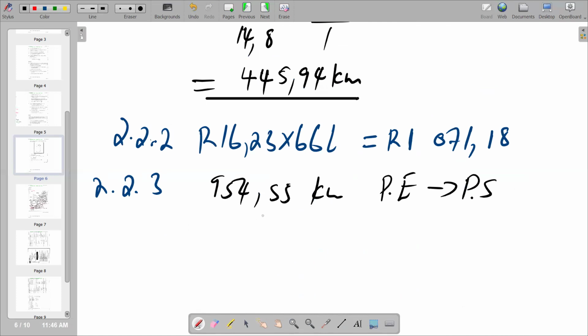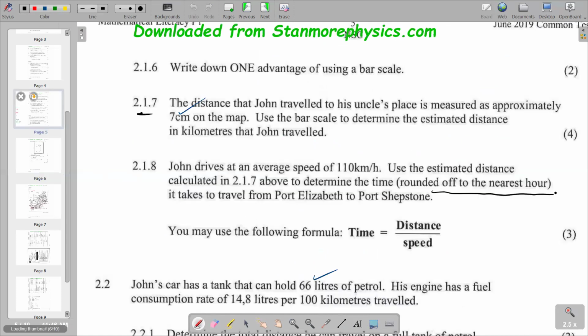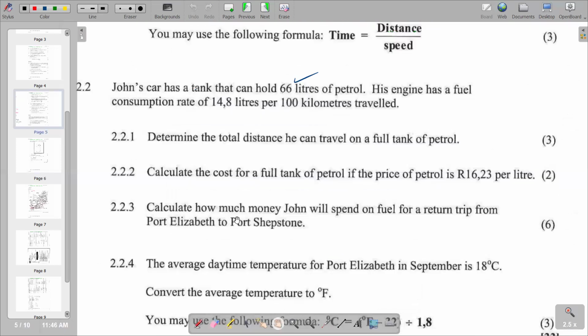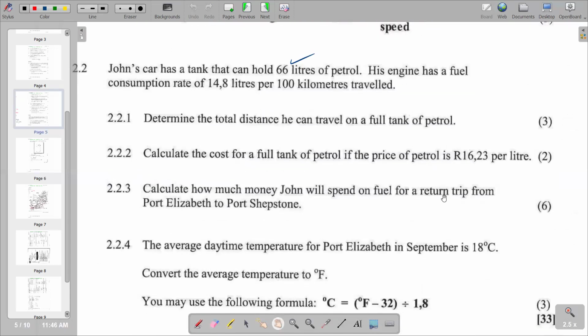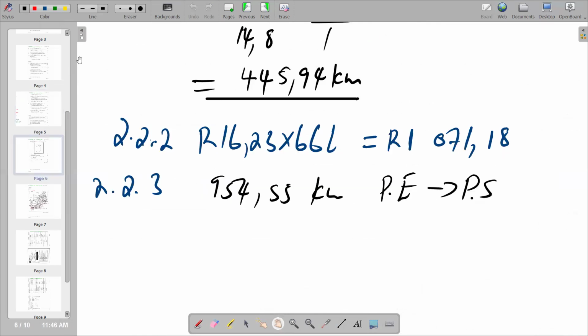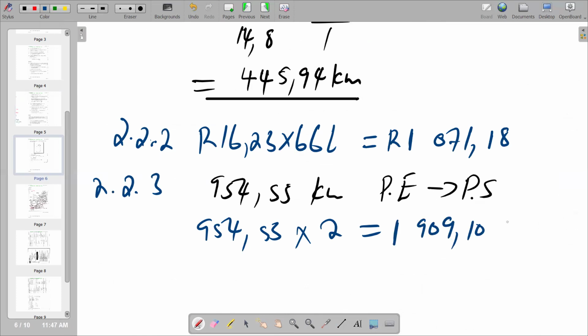Going back to the question, it says calculate how much money John will spend on fuel for a return trip. A return trip is to and from, so we multiply 954.55 by 2 to get the total distance required, which is 1,909.10 kilometers.